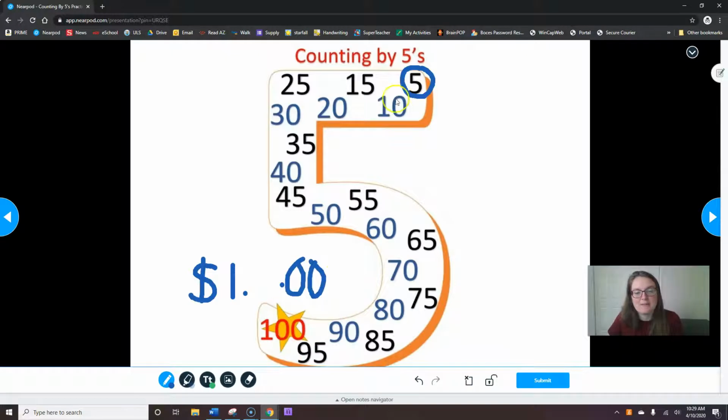Ready? Let's count one more time together. 5, 10, 15, 20, 25, 30, 35, 40, 45, 50, 55, 60, 65, 70, 75, 80, 85, 90, 95, 100. Now the only thing you need to do on this page was circle where we started. So you circle the 5 and then hit submit.